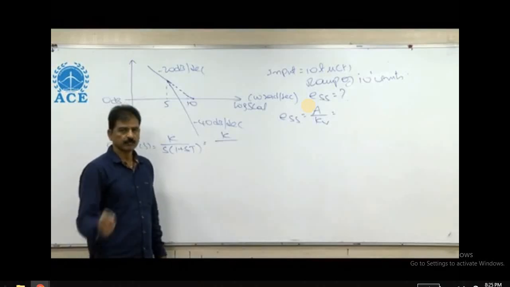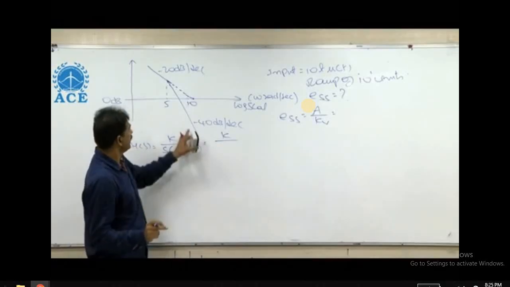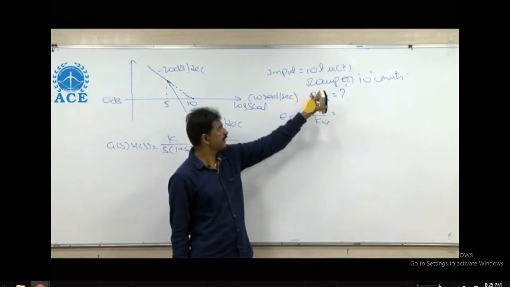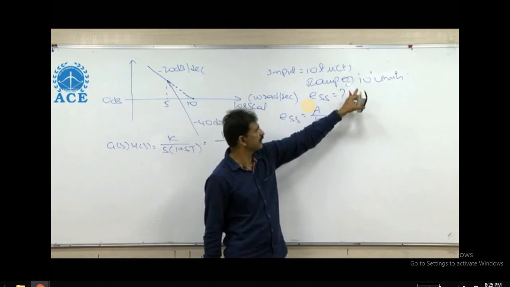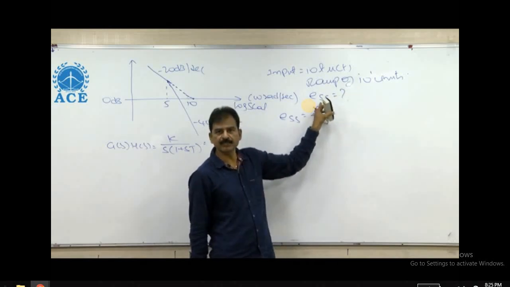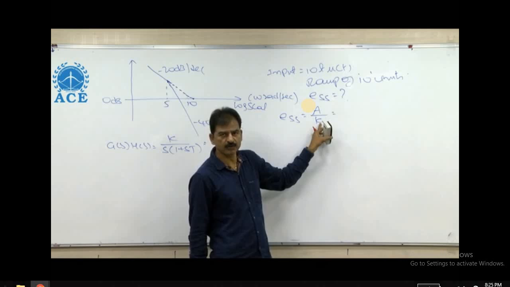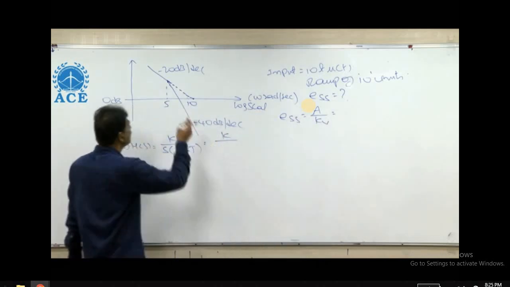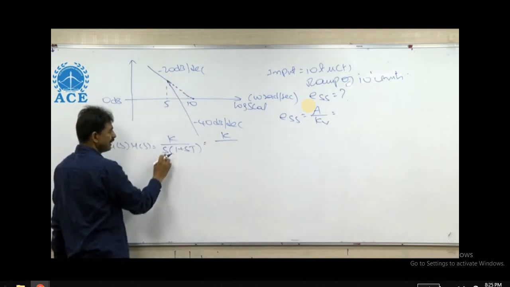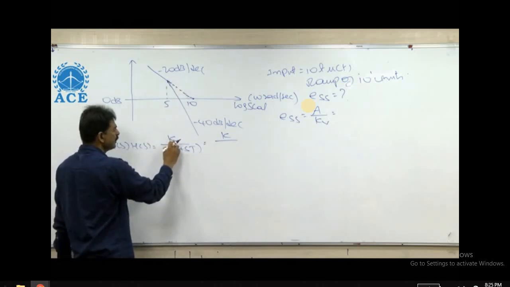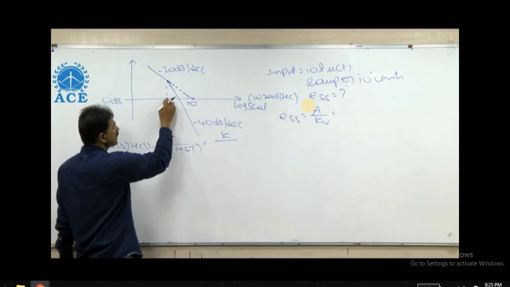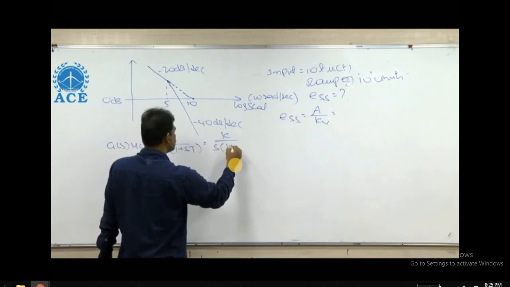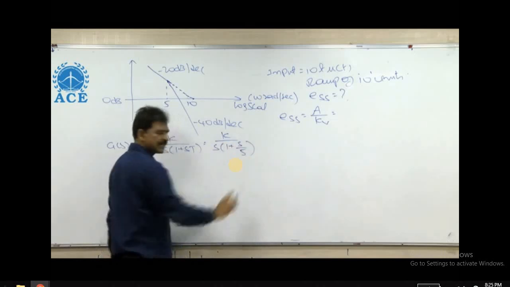Friends, Bode plot is given and the steady state error to a ramp input of 10 units is asked. 10 t means ramp of 10 units. Steady state error is equal to amplitude of the ramp divided by velocity error coefficient. So we need to know the transfer function G(s)H(s). Here, it is a type 1 system. Initial slope minus 20 dB, therefore K by S, into corner frequency 5 radians per second.